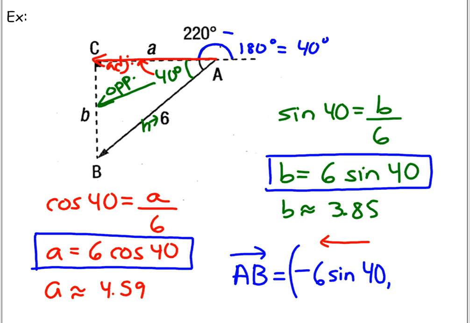And when you do your B component, it's going down also. So your B component has to be negative also. It's going to be minus 6 cosine of 40. So this you're going to have to think about when you adjust your component.